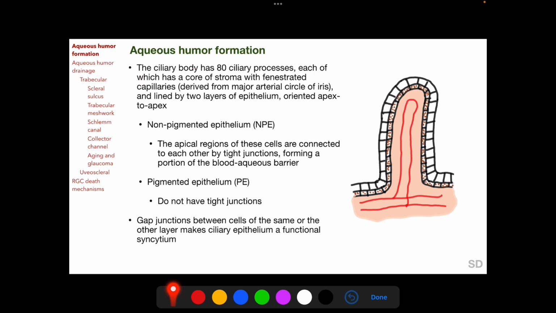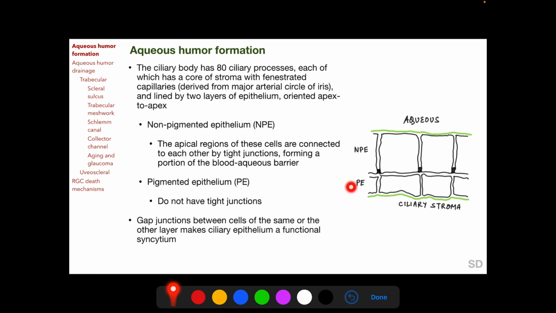The ciliary body has ciliary processes approximately 80 in number, one of which is represented in this diagram. Each ciliary process has a central core made up of fenestrated capillaries and stroma and is lined by two layers of ciliary epithelium. The layer adjacent to the ciliary stroma is pigmented and is called the pigmented epithelium, and the layer adjacent to the aqueous humor is non-pigmented and is called the non-pigmented epithelium.